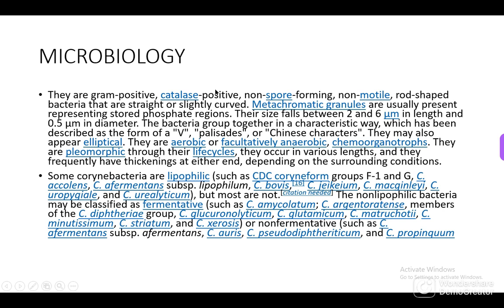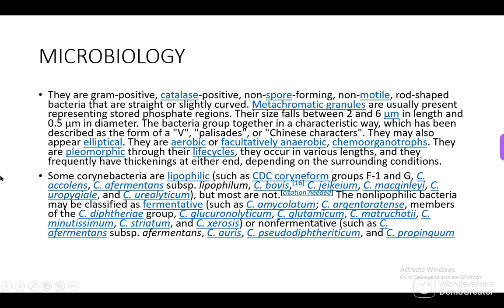Now, as far as clinical microbiology is concerned, they are catalase positive, non-sporing, non-motile, rod-shaped or club-shaped bacteria that are straight or slightly curved. That is why they are called coryneform. Metachromatic granules are usually present, representing the stored phosphate regions. Their size falls between 2 to 6 micrometers in length and 0.5 micrometer in diameter.